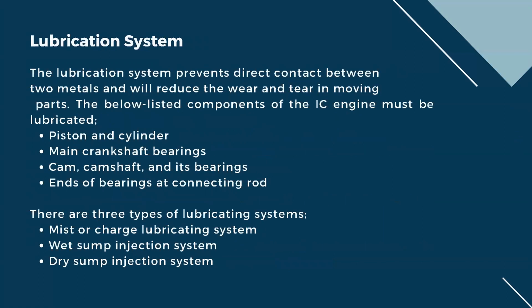Lubrication system. The lubrication system prevents direct contact between two metals and will reduce the wear and tear in moving parts. The components of the IC engine listed below must be lubricated: piston and cylinder, main crankshaft bearings, camshaft and its bearings, and end of bearings at the connecting rod. Meron pang tatlong types ng lubricating systems. Yun ay mist or charge lubricating system, wet sump injection system, at ang huli ay dry sump injection system.